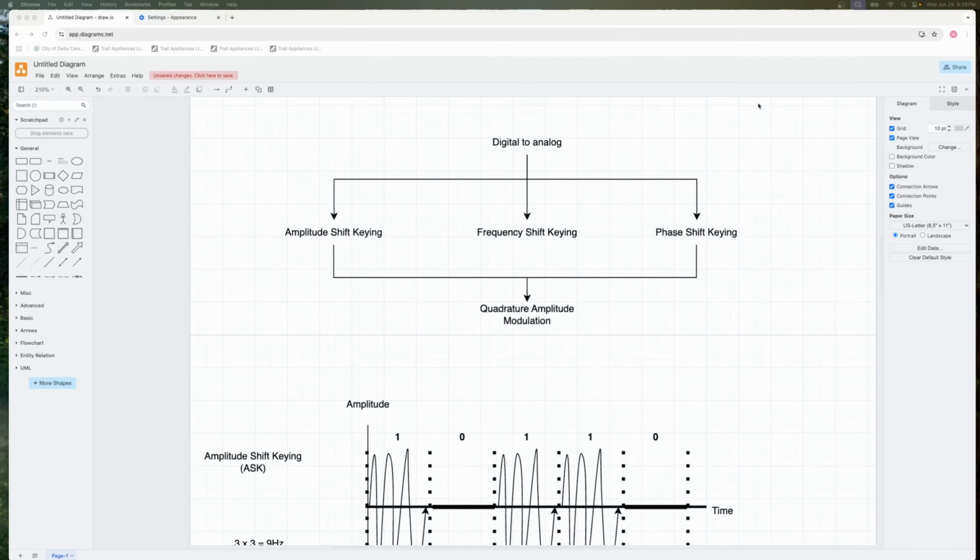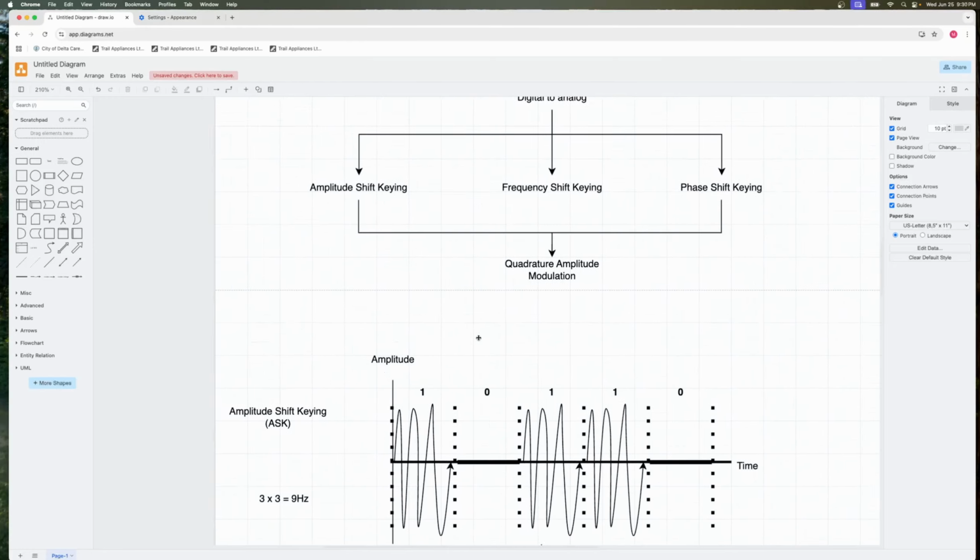Hi everyone, so I'm going to be talking about digital to analog, and there are three different things that we have to remember in digital to analog. There is amplitude shift keying, frequency shift keying, and phase shift keying. And then phase shift keying and amplitude shift keying are what can make up quadrature amplitude modulation. So we'll look into what all of this means here.